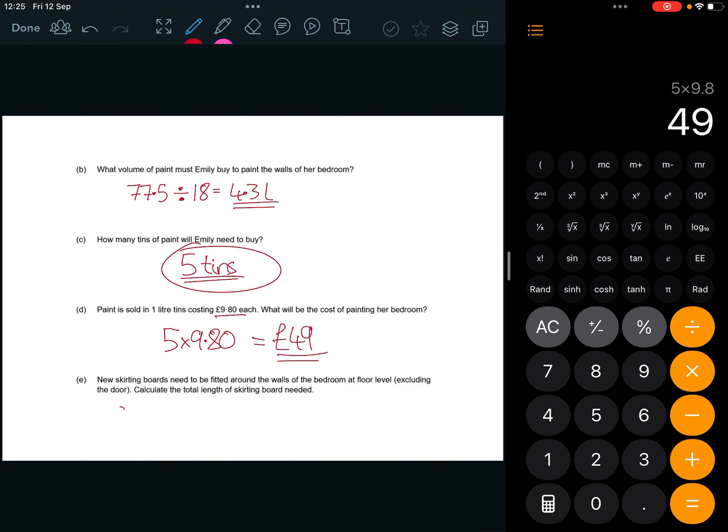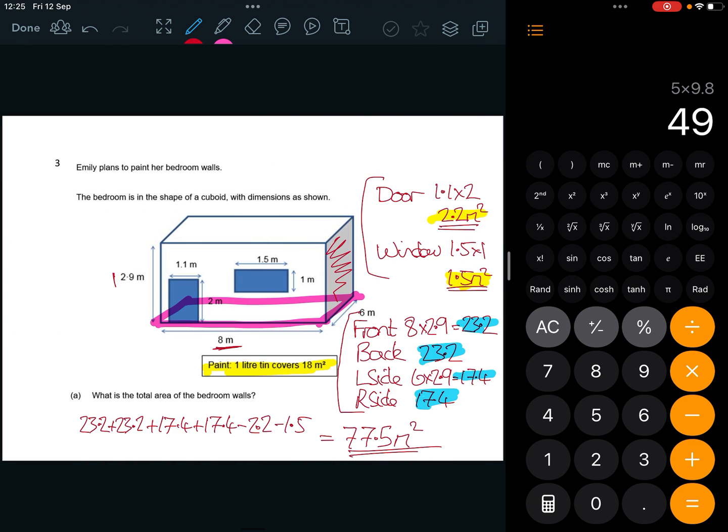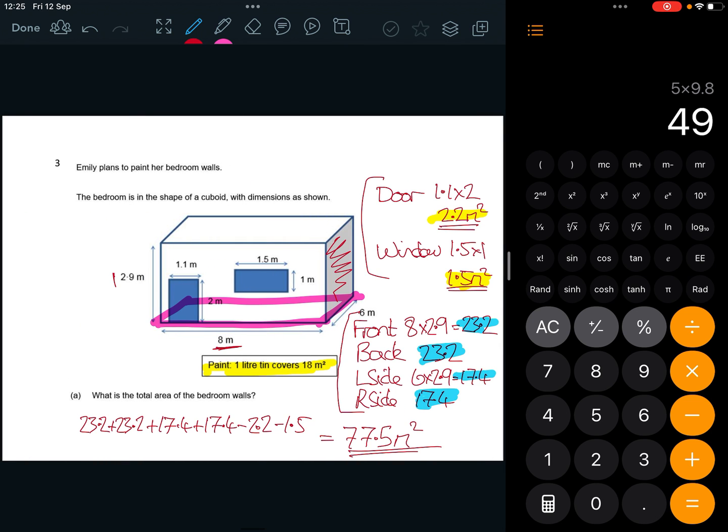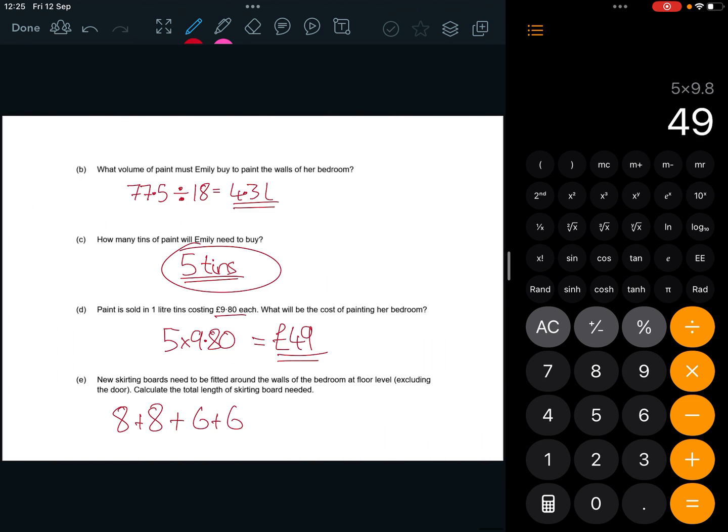So we've got 8 plus 8, that's the front and the back, plus, is it 6? Plus 6, plus 6. Now we're going to take away the width of the door, which is take away 1.1. So that's 8 plus 8 plus 6 plus 6, take away 1.1, press equals. So you're going to have to get wood, that's 26.9 metres. And remember, if it's a length, it's just going to be metres. Area is metres squared.